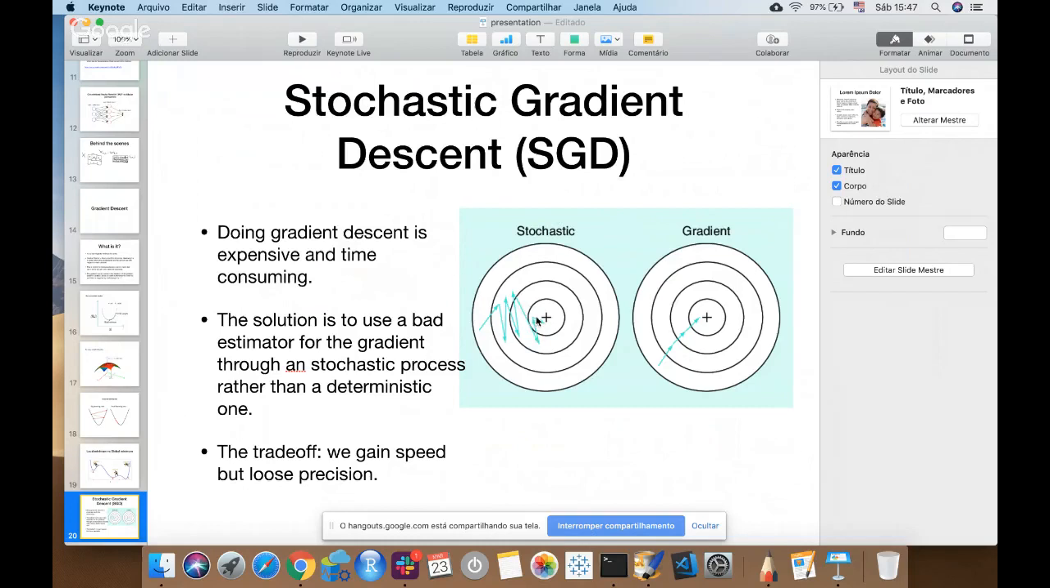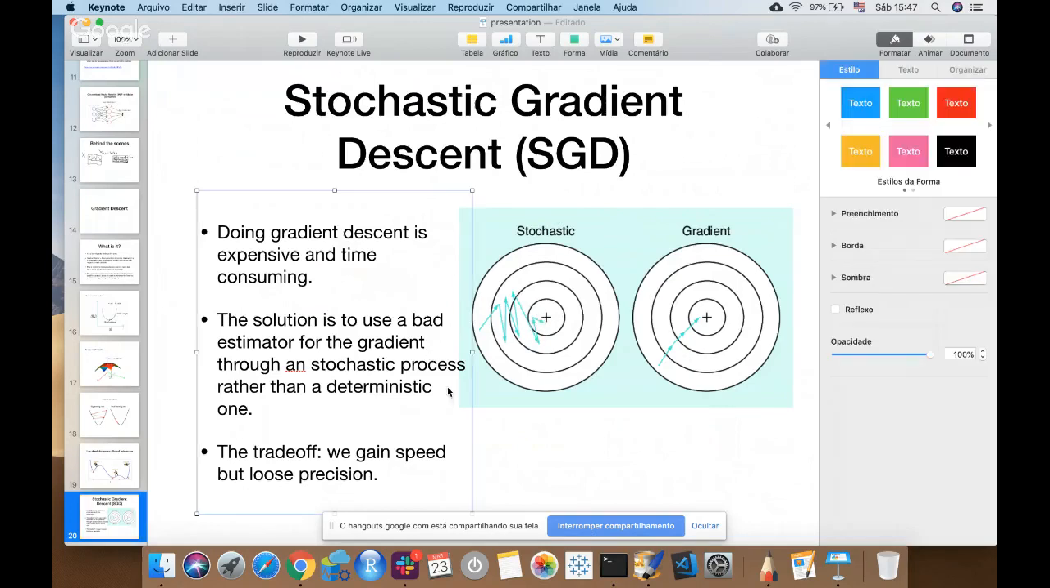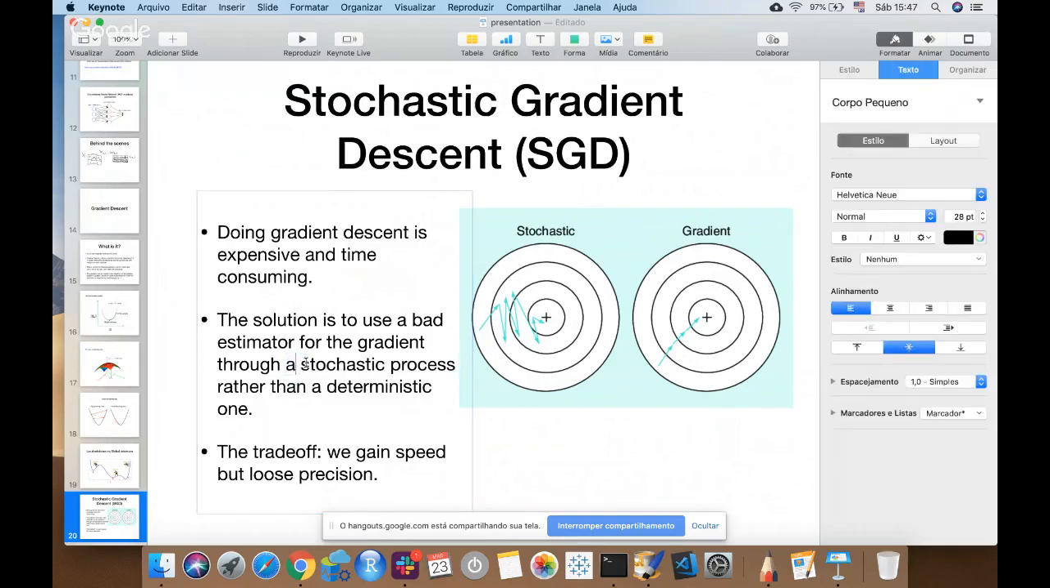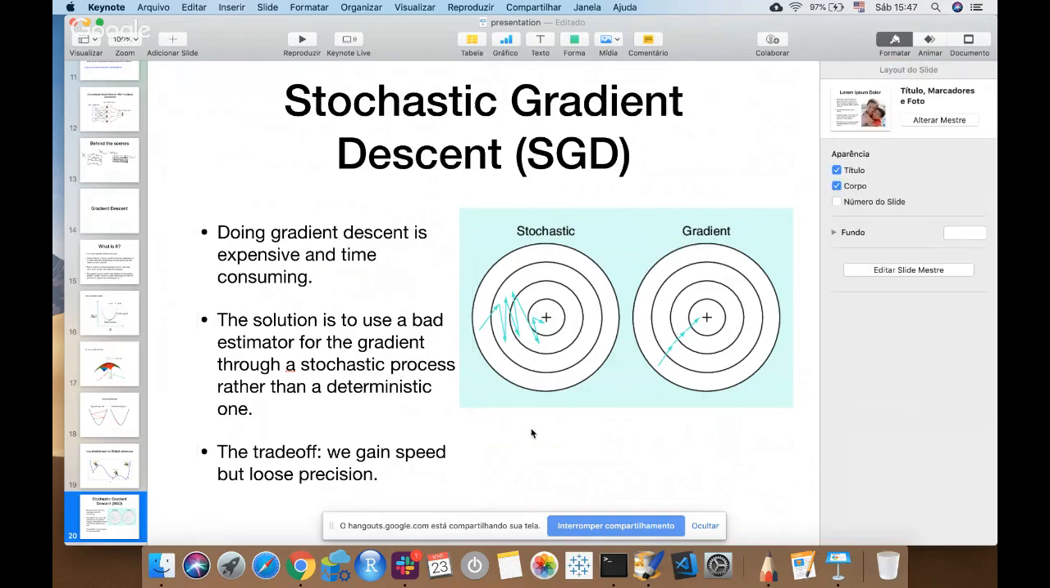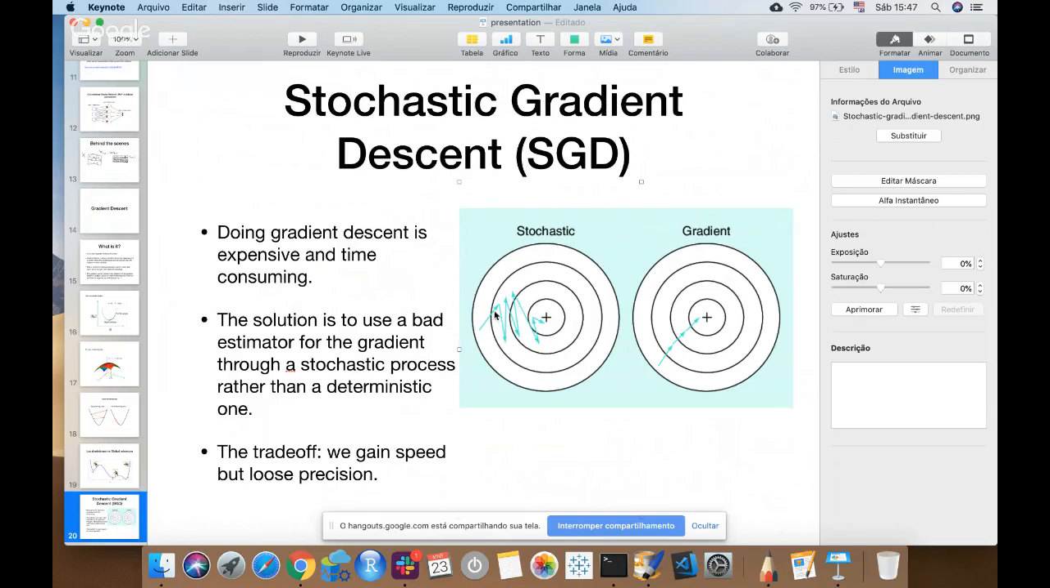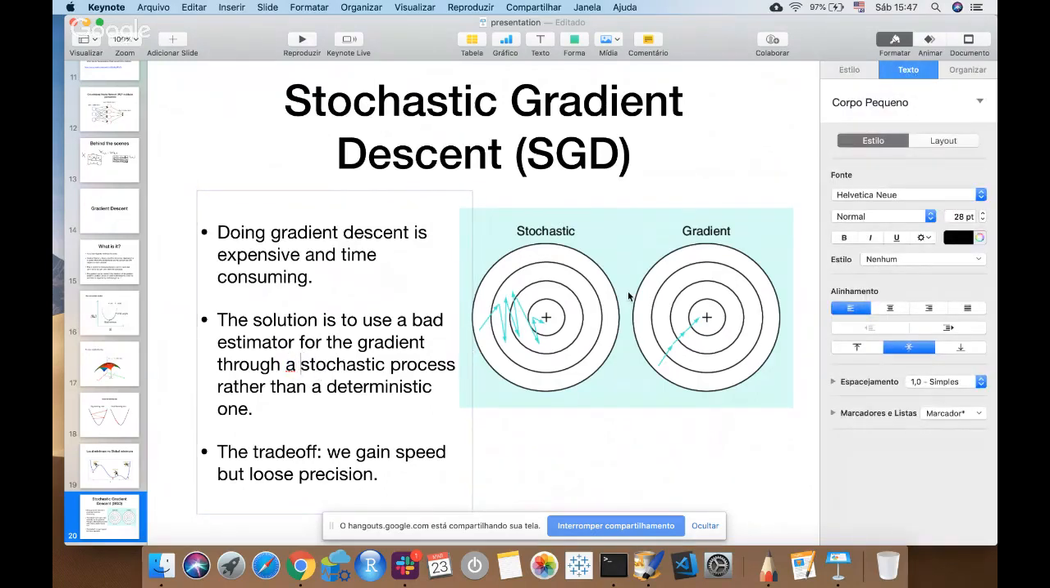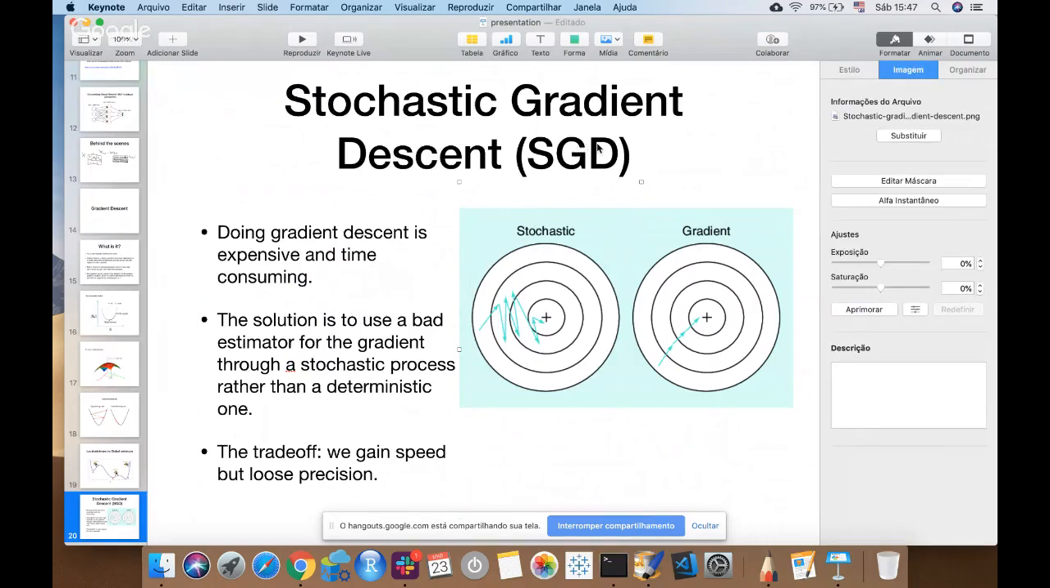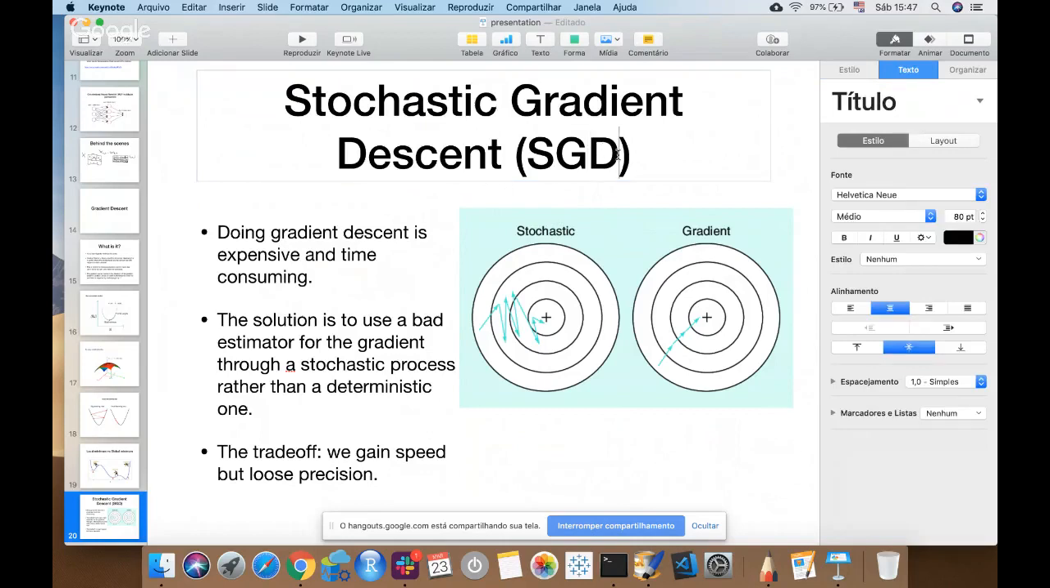You need a lot more iterations, and the reason why we do this is because gradient descent is very expensive. The stochastic approach has a trade-off. We gain speed by calculating the gradient vector, but we lose precision. It's not such a good estimator, but it is good enough. And in real case scenarios, the stochastic approach actually works, and that's why you're gonna be using SGD on your second project for optimizing your model.